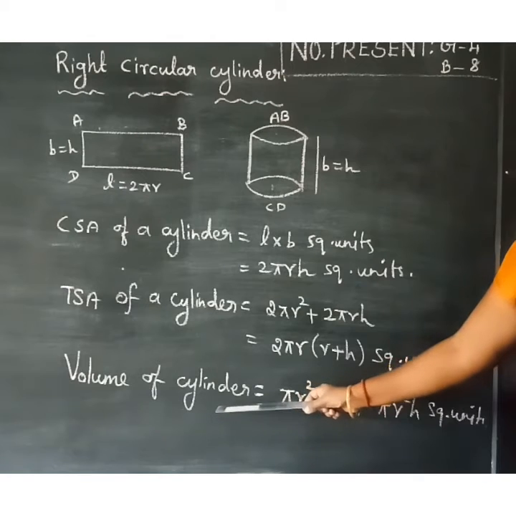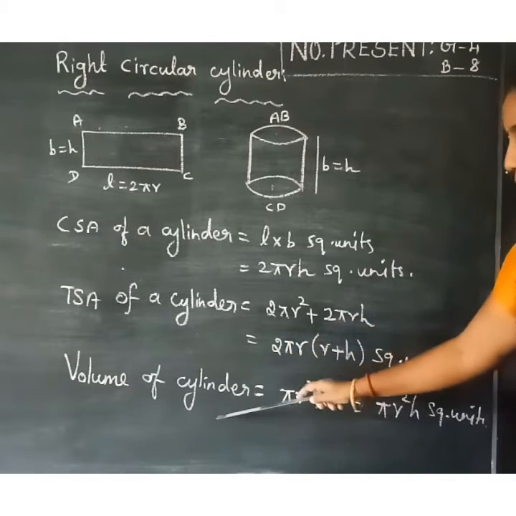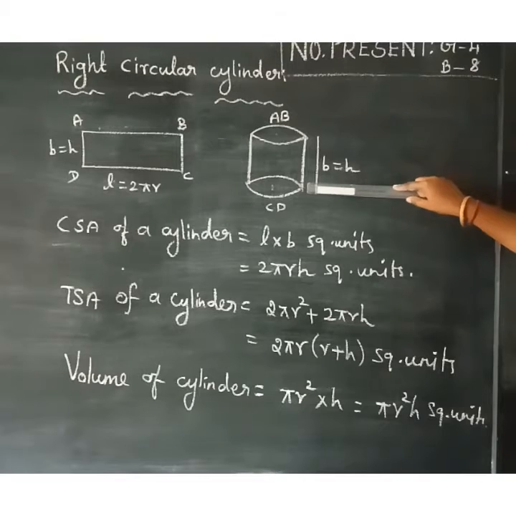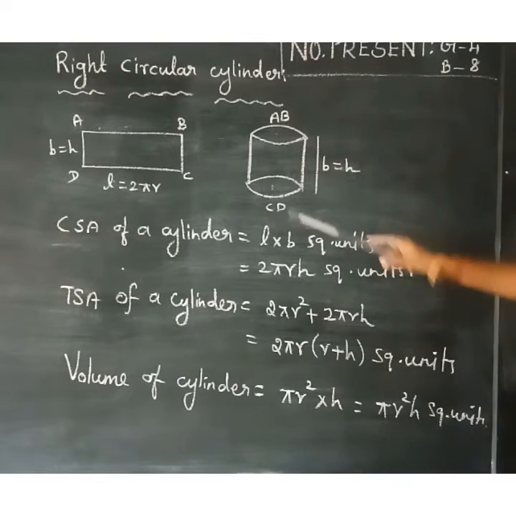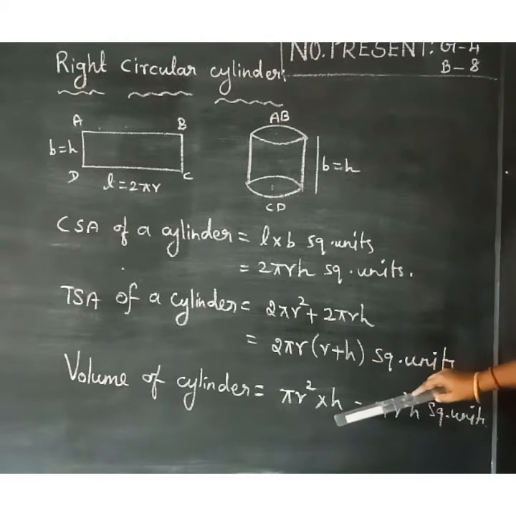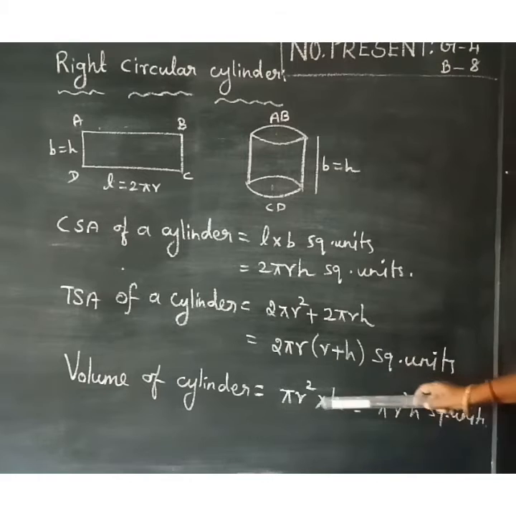Volume of cylinder means area of the base and height. Volume of the cylinder means area of the base and then height of the cylinder. Area of the base is pi r square, height of the cylinder is h. So volume of a cylinder equals pi r square h cubic units.